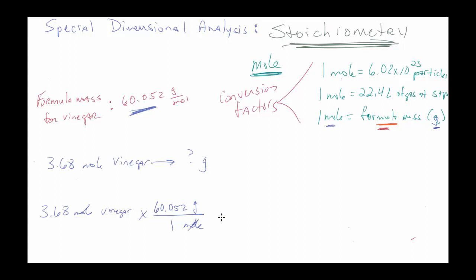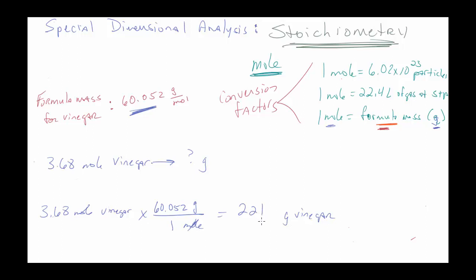So we set that up. We see that moles cancels out, and that would come out as grams of vinegar, and that's actually what we wanted, right? So all I do is multiply across the top, and I would actually end up with 221 grams of vinegar.